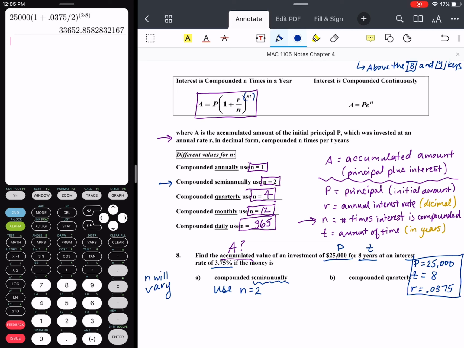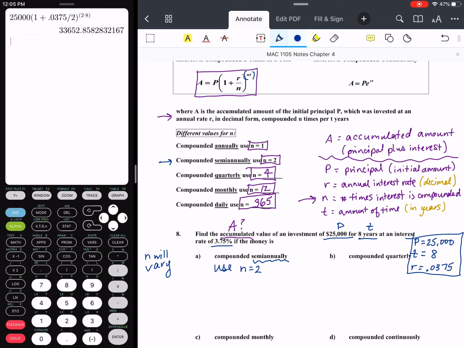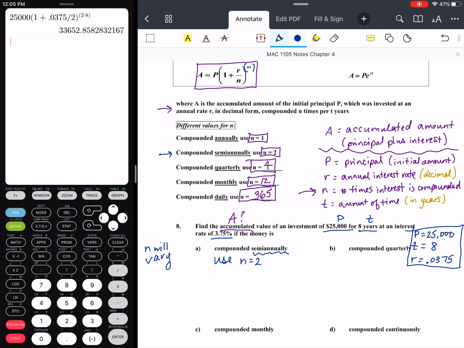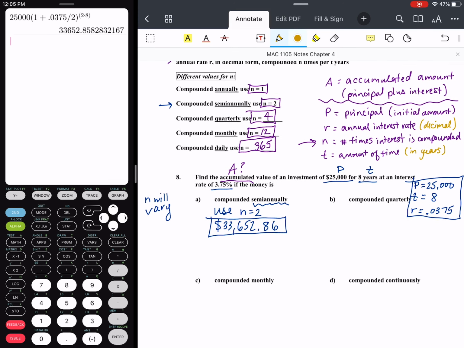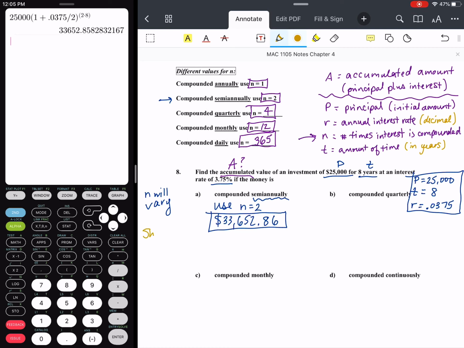And this gives us our overall amount, our accumulated amount: $33,652.86. Typically, we're going to round these to 2 decimal places because they're dollar amounts. So typically, these problems will say round to 2 decimal places. All right, so I want to show you guys a shortcut before we keep going. So this is a calculator shortcut.